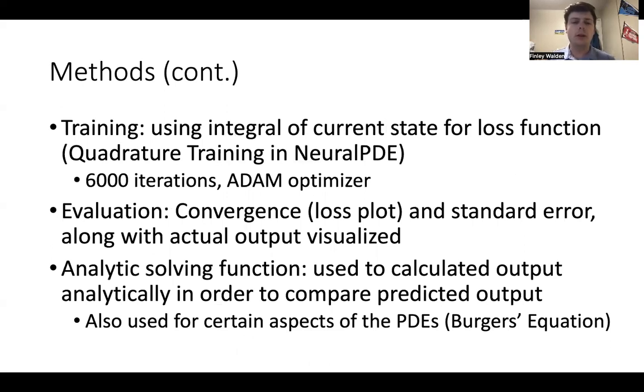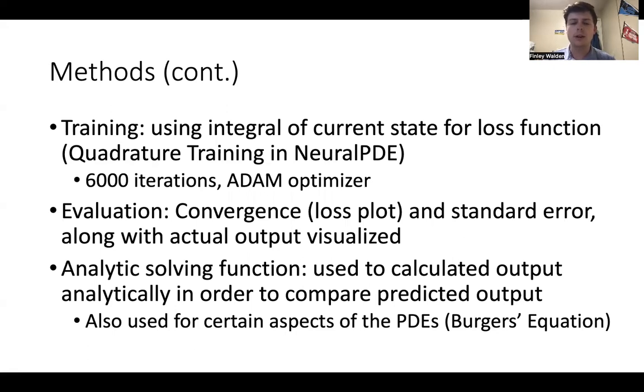The training of these models uses this quadrature training, which is present in NeuralPDE. So it basically uses an integral of the current state for a loss function in terms of you start with a boundary condition and you progress to different conditions throughout. And that's the integral of that state is a main way that the PDE is factored into the actual loss landscape.